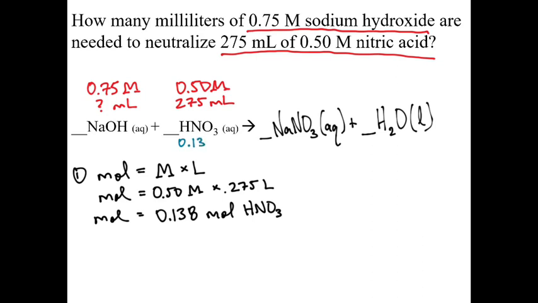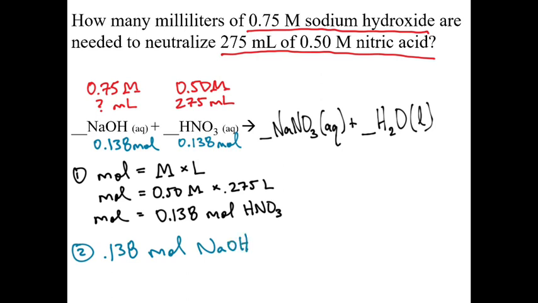This reaction is already balanced. It's just 1-to-1 ratios. So I'll divide by 1 and multiply times 1. It would make sense I would have the same number of moles for each of my reactants. So from that, I know I've got the same number of moles of NaOH. I'll just write it there as a step.